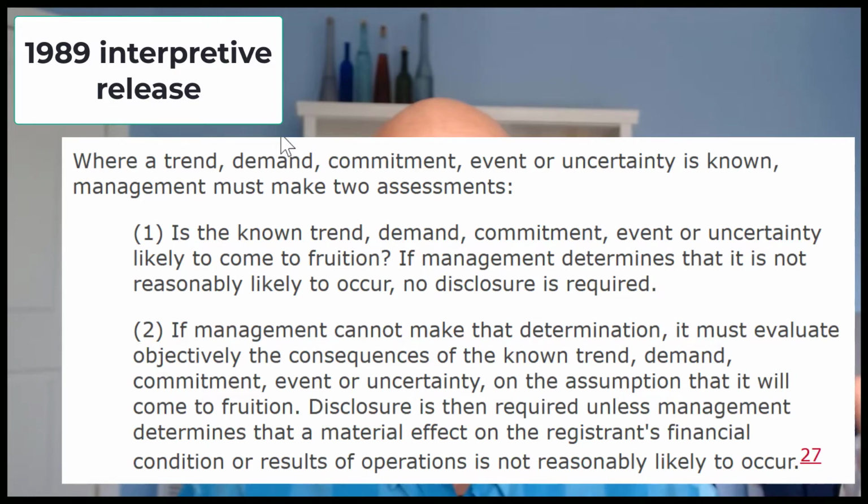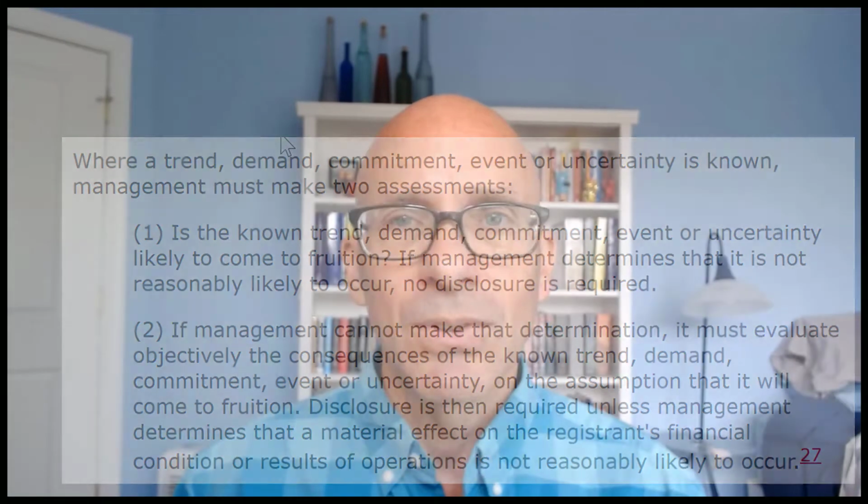And number 2, if management can't make that determination, it must evaluate the consequences. And disclosure is then required unless management determines that a material effect on the company's financial condition or results of operations is not reasonably likely to occur. So we have the term of art that we have to consider. Like I said, this is not the same analysis you do for your materiality analysis. This reasonably likely to occur test is not the same as the probability/magnitude materiality test in Basic v. Levinson, that U.S. Supreme Court case from the late 80s. The SEC has repeatedly said that.